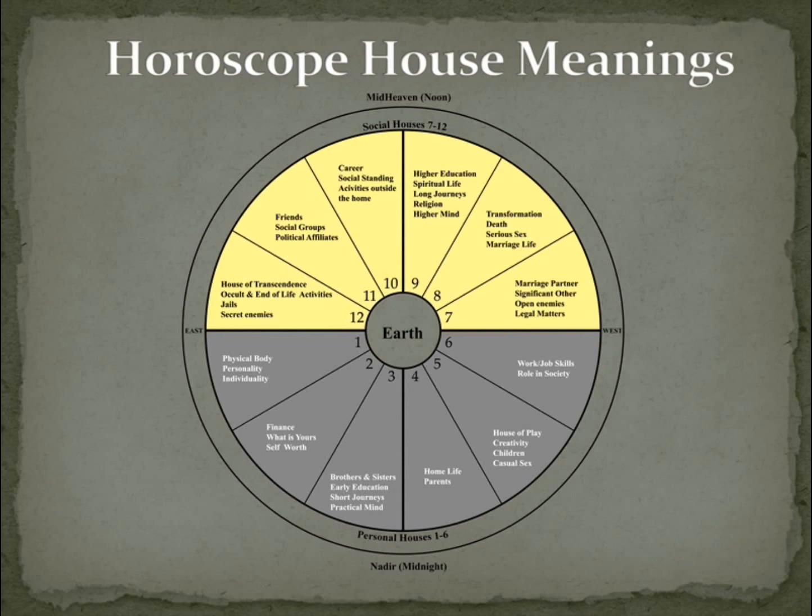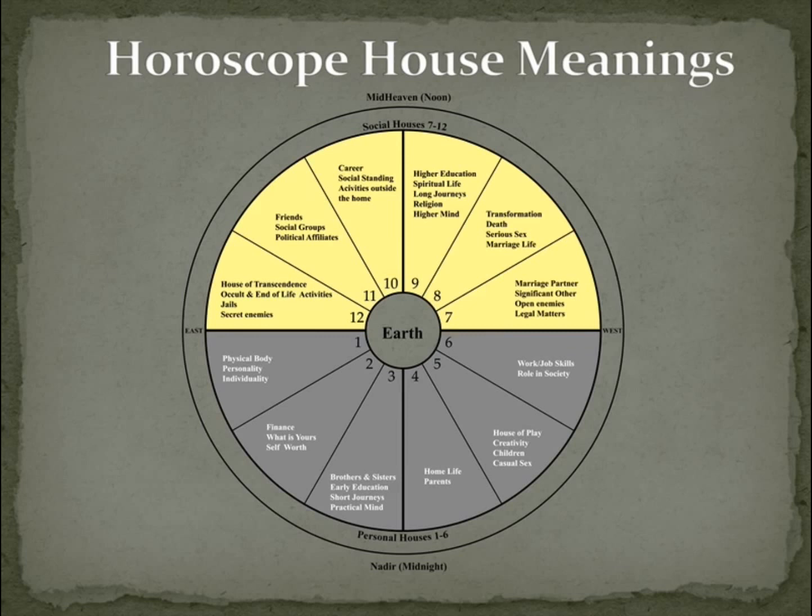The 12 houses of a horoscope represent departments of human life. In horoscope analysis, they show where things are happening to an individual. The first 6 houses that lie below the horizon are called personal houses. They pertain to activities that people know about themselves. The 6 houses above the horizon are called social houses because they pertain to activities that people do with others.